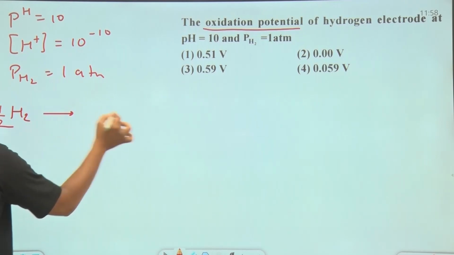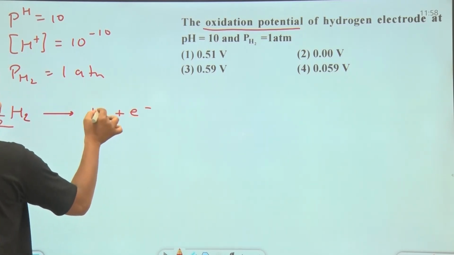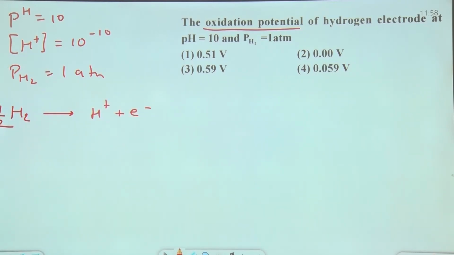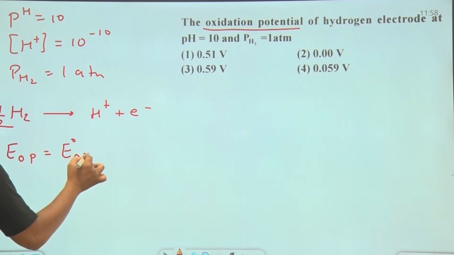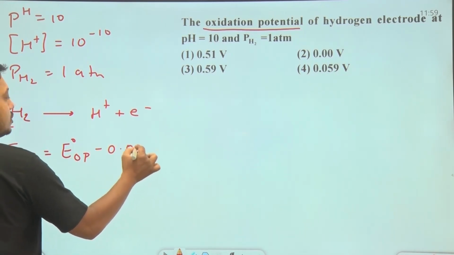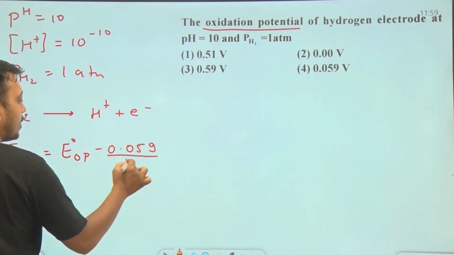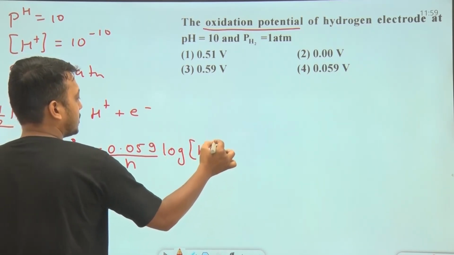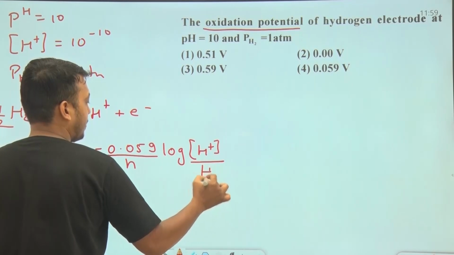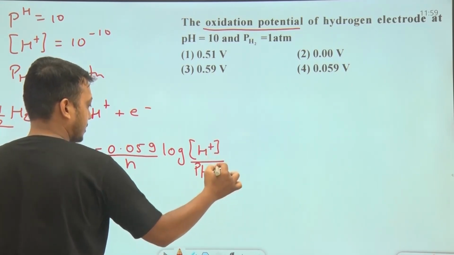So for oxidation potential, the oxidation reaction is half of H2 releases an electron and produces H+ ion. This is the oxidation reaction. Now the oxidation potential is E equals to E naught, the standard oxidation potential, minus 0.0591 upon n log of product upon reactant. So H+ concentration upon partial pressure of H2 gas.